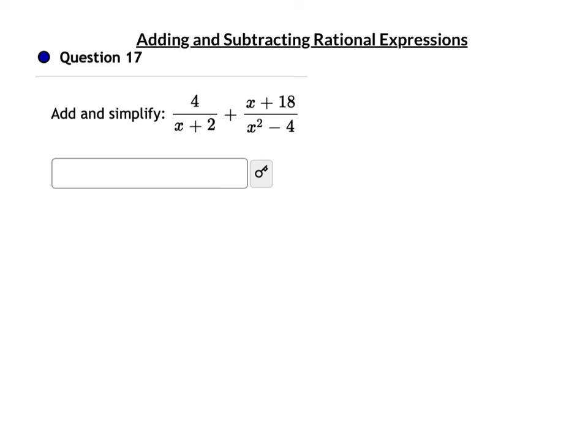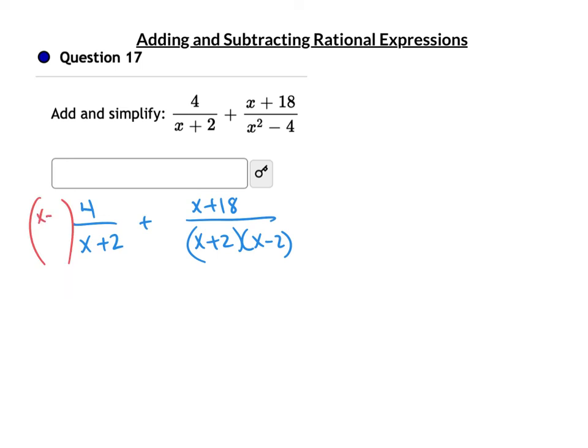To get a common denominator, we need to factor our denominators. X squared minus 4 is a difference of squares. This is x plus 18 over x plus 2 times x minus 2. Notice that that right fraction has an x minus 2 in it, which means this left fraction will need an x minus 2 in it. So our common denominator is x plus 2 times x minus 2.